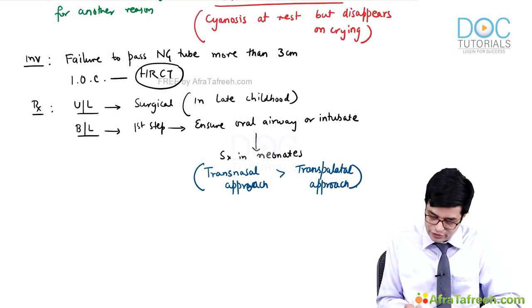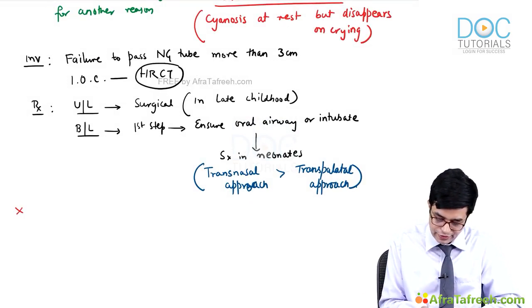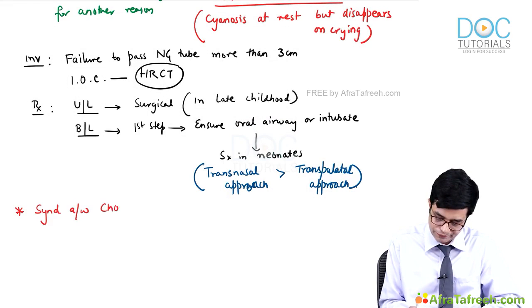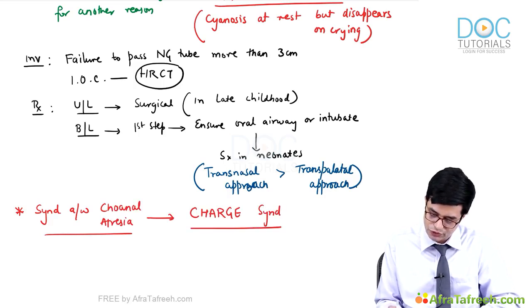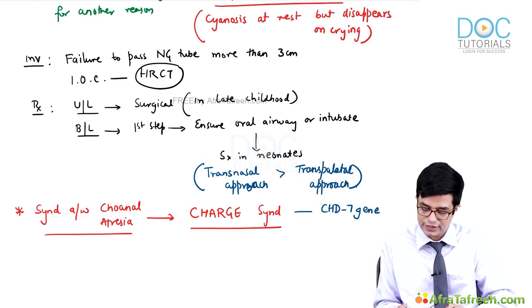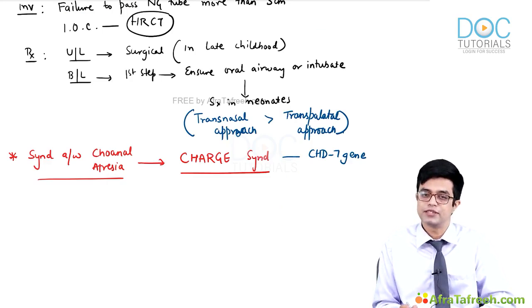Extra edge thing regarding choanal atresia: there are some syndromes associated with it. The most common syndrome is CHARGE syndrome. CHARGE syndrome arises due to mutations in the CHD7 gene. What is the full form of CHARGE syndrome? Multiple times in entrance exams it has been asked.